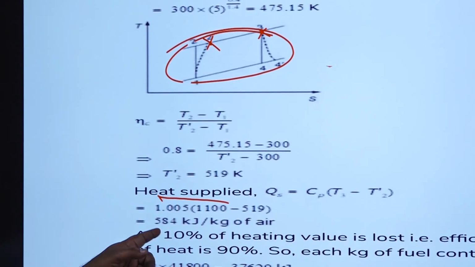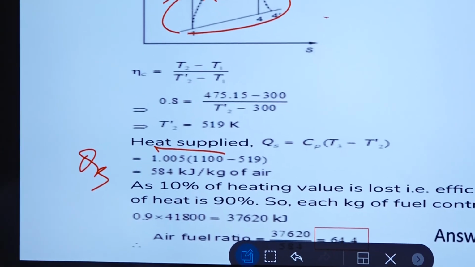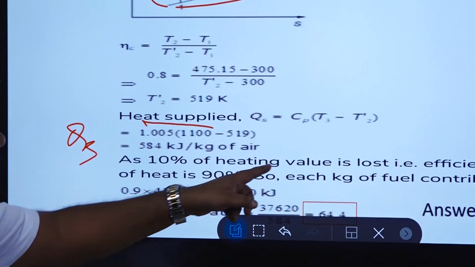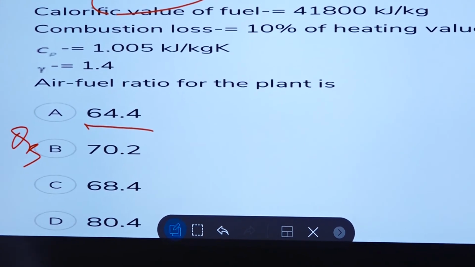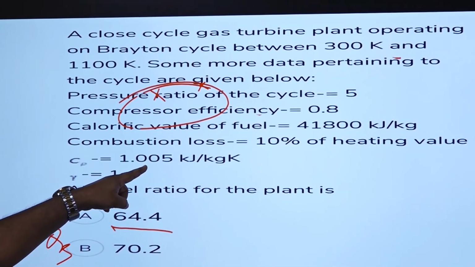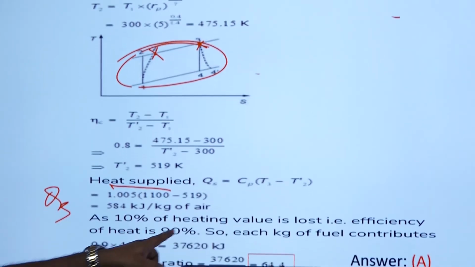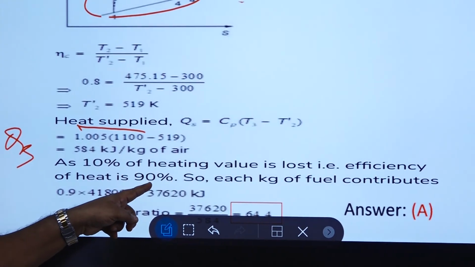T3 minus T2 does. So from that, you know the value of the amount Q, that is heat supplied, as 10% of the heating value is lost. So what is the efficiency? So you can see here 10% of the heating value, that is the combustion loss. So 10% of the heating value is lost here. So the efficiency of the heat is 90%.